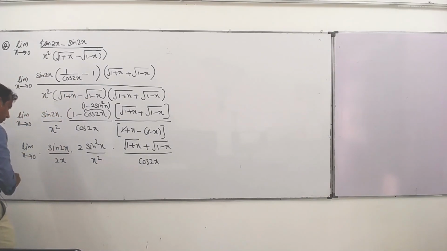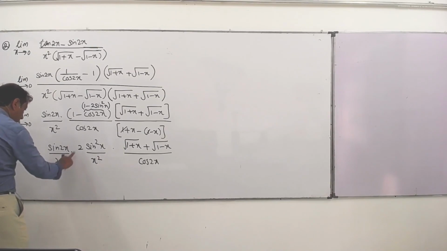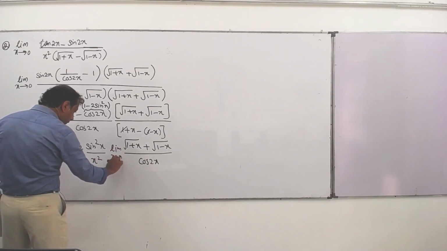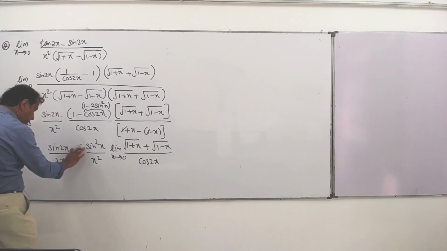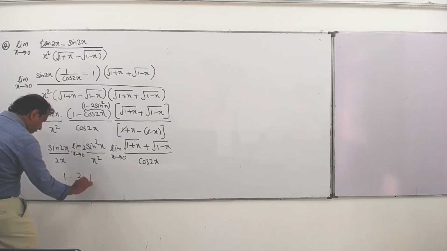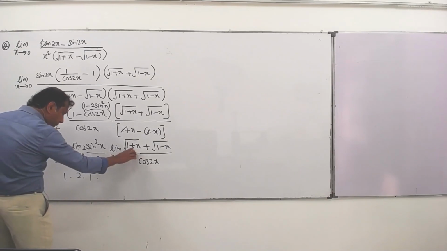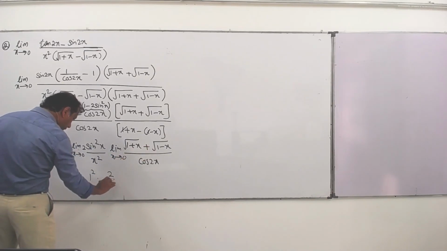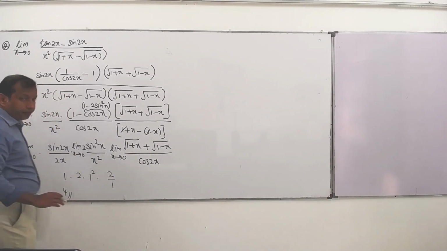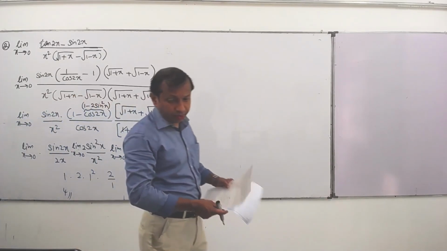We have to apply the limit for this one and this one, right? Limit x going to 0, and here also we have to apply limit x going to 0. Right. Then this is 1 into 2 times 1 squared into here 1 plus 1, 2, divided by 1. Then the answer comes as 4. Right?